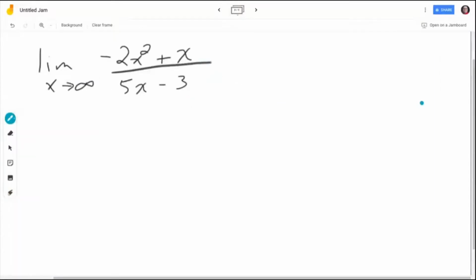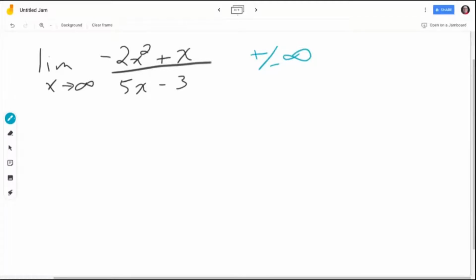All right, here we go. So we got our limit, x approaches infinity. Let's look at our highest degrees. Highest degree of 2 in the numerator, highest degree of 1 in the denominator. So that means this is going to head towards positive or negative infinity. We just got to figure out which one.